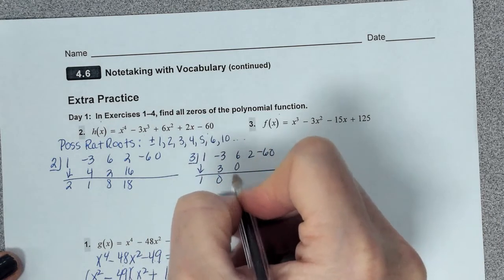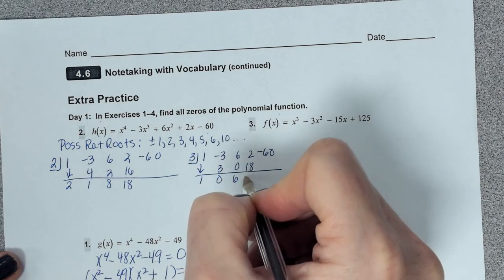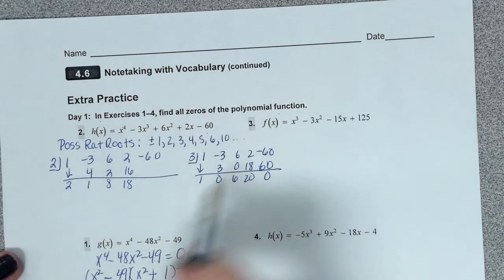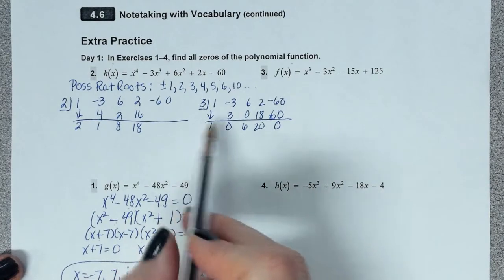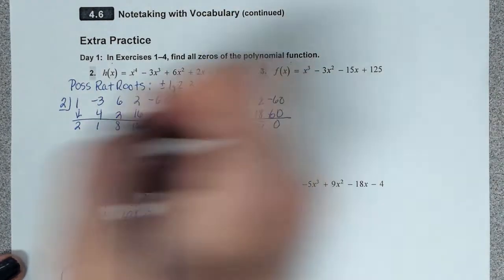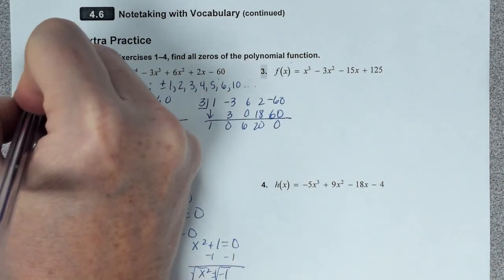Zero, that's 6, that's 18, yay. That's 60. All right, so 3 worked. So we know that 3 is going to be one of our zeros. So I'm going to jot that down, just put it over here.